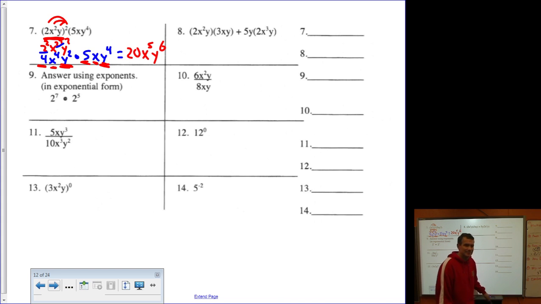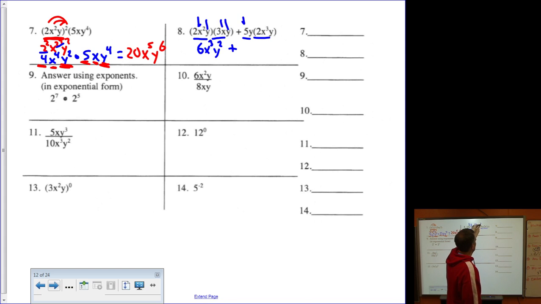Number 8. Number 8, I need to multiply these together, and I need to multiply these together. So here I would multiply the coefficients. 2 times 3 is 6. And then I would add the exponents, right? 2x's and another x, that makes 3x's. A single y and a single y makes 2y's. Plus.